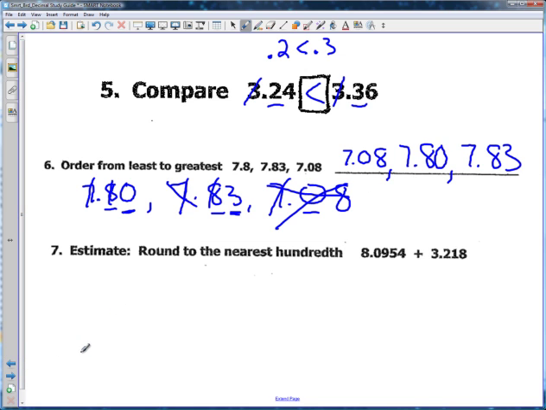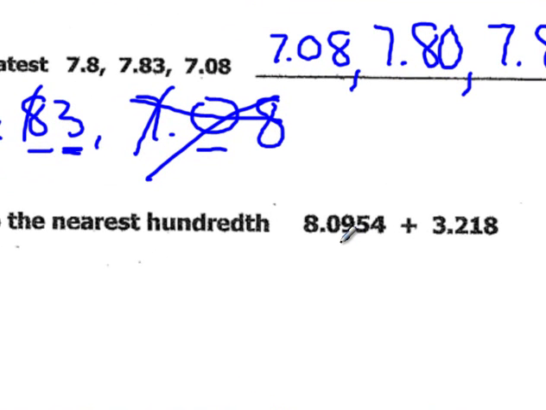Number 7 says, estimate, round to the nearest hundredth. First thing we need to do is identify the hundredths place. We've got a 9 and a 1 in the hundredths place of those numbers. Notice the TH right there, hundredths. Here's the hundredths place. Okay, so there's a 9 in this hundredths place right here. Now when we're rounding, we always look to the number to the right. So I'm going to start at the 9. I'm going to look at that 5 right there. And that 5 tells me to round that 9 up.